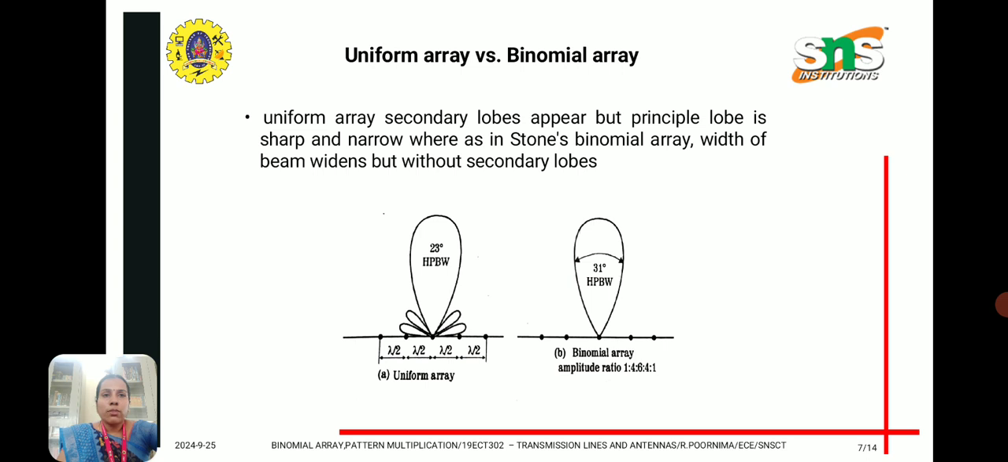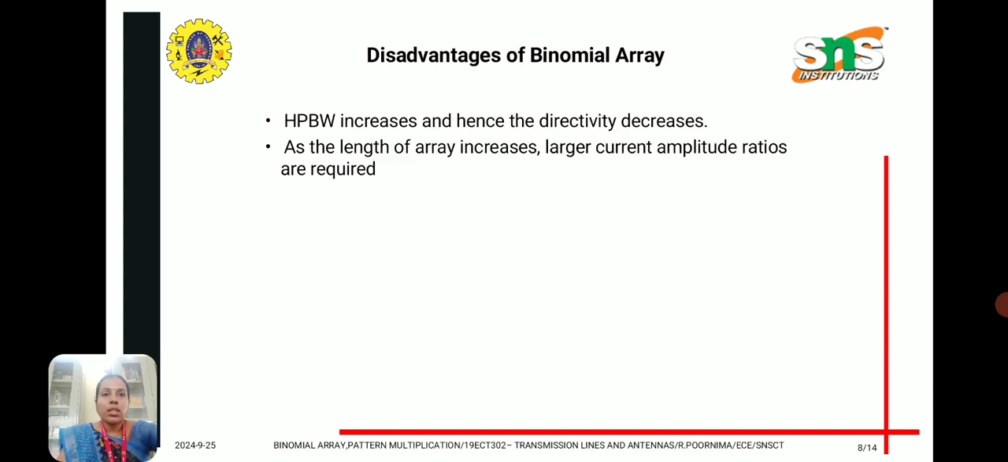Now, uniform array versus binomial array. The radiation pattern is given. In the uniform array, secondary lobes appear, but the principal lobe is sharp and narrow. Whereas in Stone's binomial array, the width of the beam widens but without the secondary lobes. The disadvantages of the binomial array: the half power beam width increases and hence the directivity decreases. Also, as the length of the array increases, larger current amplitude ratios are required.